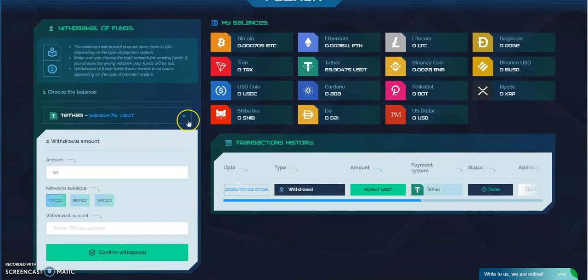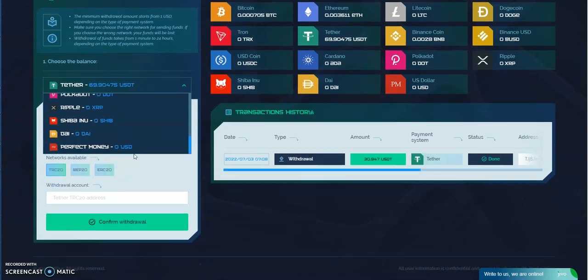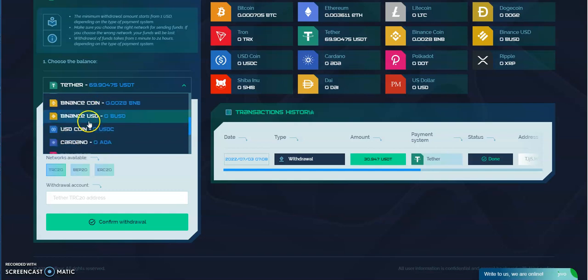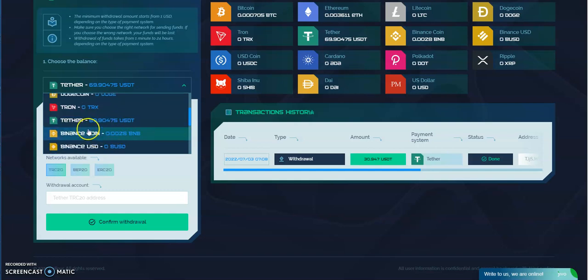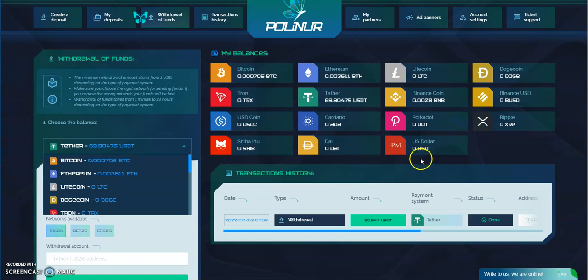Oh, okay, here we go. So you can see the different balances here. I mean, look at the stuff you could put into this thing, right? Perfect Money, DAI, Shiba, Ripple, Polkadot, Cardano, USD Coin, Binance Coin, Binance Dollar, Tether, Tether Dollar, Tron, Doge, Litecoin, ETH, Bitcoin. So, pretty good, interesting variety.